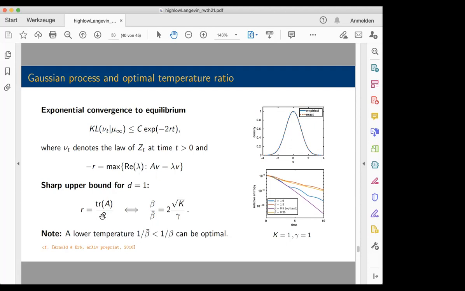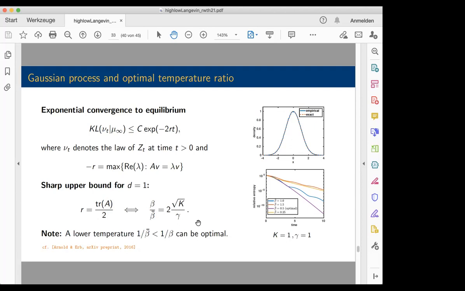In this case, for the Gaussian distribution we want to sample, the optimal speed of convergence is at a temperature ratio, for the parameters that we chose, of I think 1/2 or so. This means that if the simulation temperature is twice as high as the target temperature, we get the optimal speed of convergence. This is true if K is 1 and gamma is 1. However, if K and gamma are different, we can also have the case where we have to use a lower simulation temperature, which may be optimal in terms of speed of convergence.